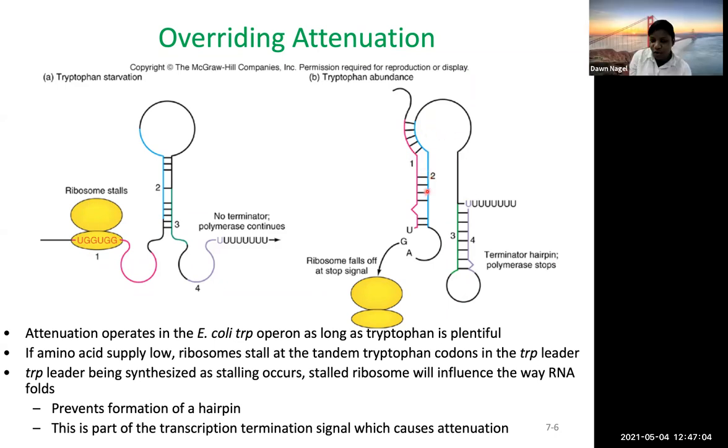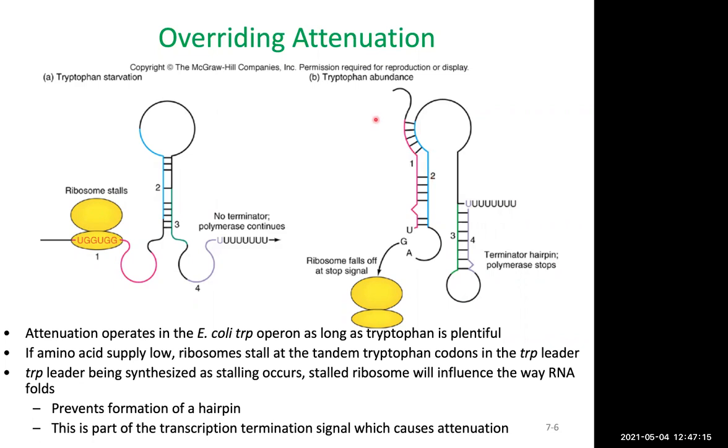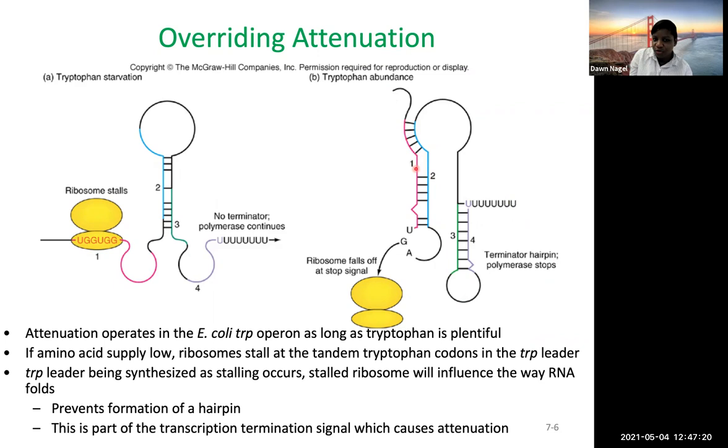And because these 2 are formed, that leaves these other 2 regions, which naturally wouldn't form here, but these 2 regions are now able to form this hairpin structure and this string of T's. So lots of tryptophan, the ribosome can just fly through, translate this leader peptide, and fall off naturally as it should at the stop codon. But then this region is now free to form this first hairpin structure. This is the natural one that will form with the second one.